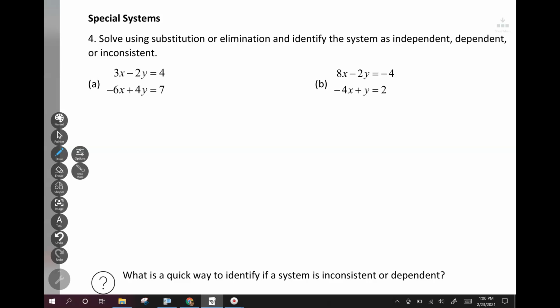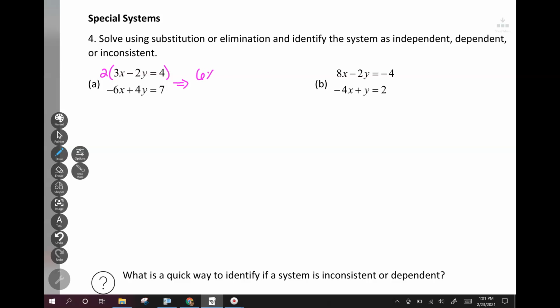On A, I would say the easiest way to solve this one would be by elimination. The reason is because there's no coefficient of 1 on any of my variables, and so it might just be easier to use elimination. Okay, so I'm going to multiply this first equation by 2 so that I have 6 and -6 as my coefficients on x.